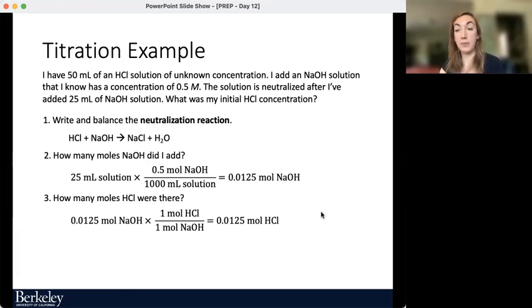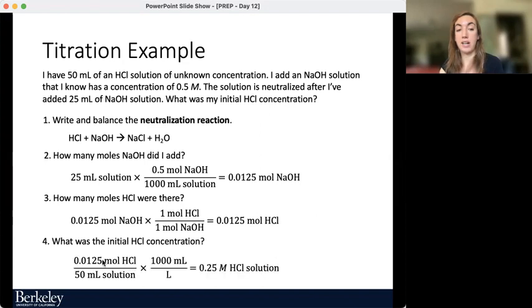And then from that, I can figure out my initial concentration. So I had 0.0125 moles of HCl in 50 milliliters of solution. And there are 1,000 milliliters in a liter. So if I do this math, I had 0.25 moles of HCl per liter of solution that I started out with. So I didn't know my HCl concentration, but I did a titration experiment, and now I know that my initial HCl concentration was 0.25 molar. I'm going to make you practice in a minute. So does anyone have any questions on how I did this?